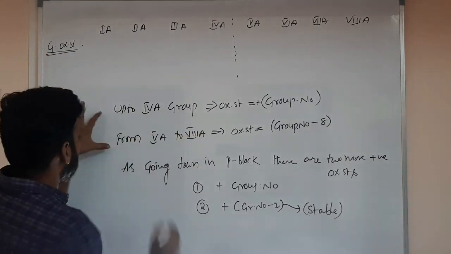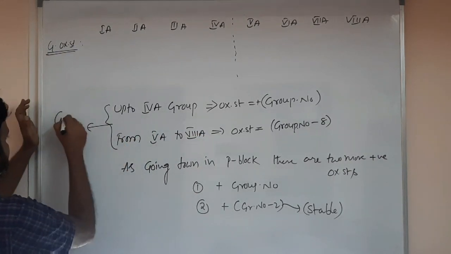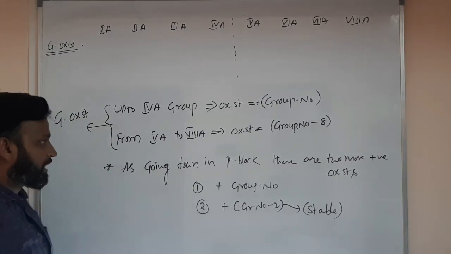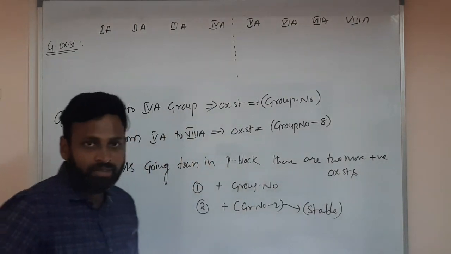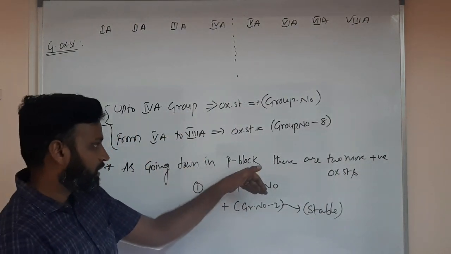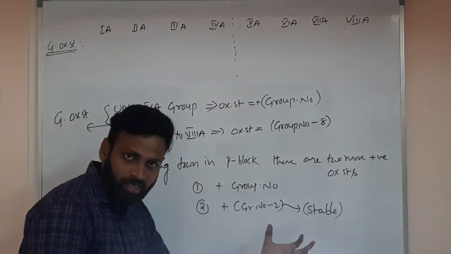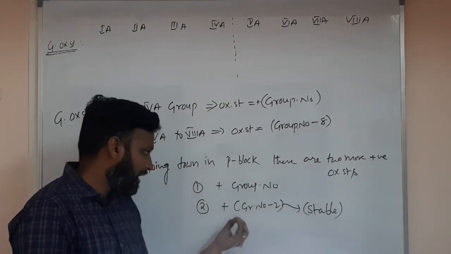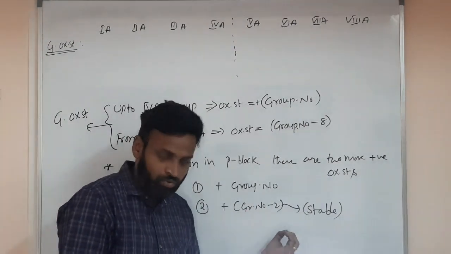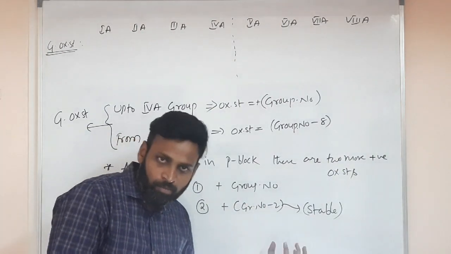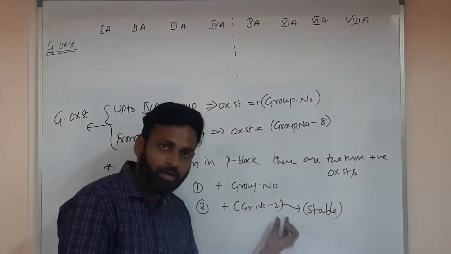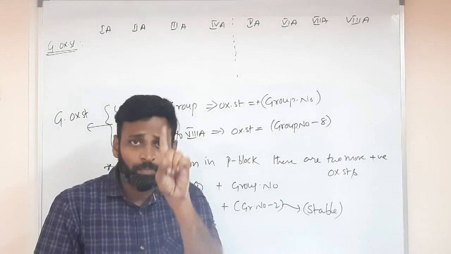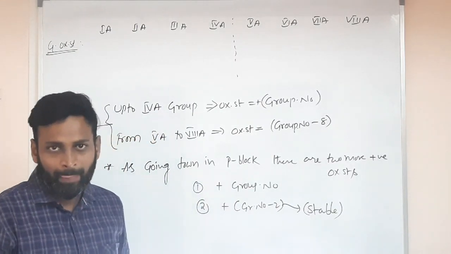General oxidation state means these two. These two are the general oxidation states, and this happens as going down in P block. So as going down in P block, the bottom elements exhibit two oxidation states: one is positive group number and one is positive group number minus 2. And for the bottom elements in P block, the group number minus 2 oxidation state is more stable due to the inert pair effect, what we discussed.